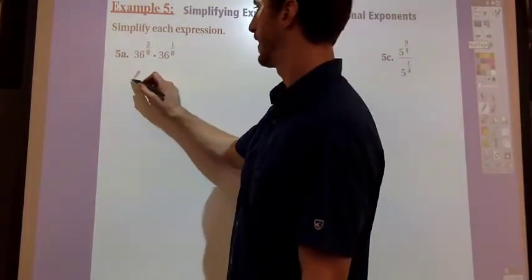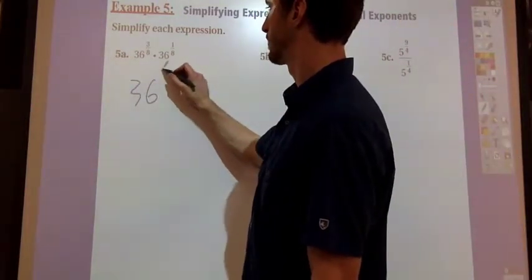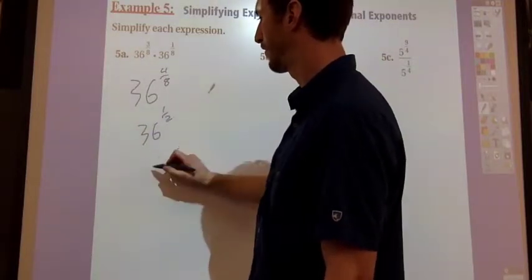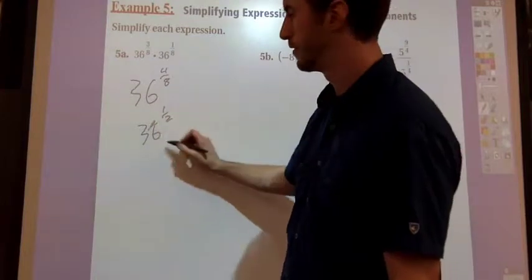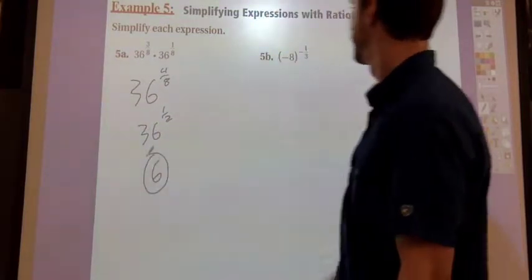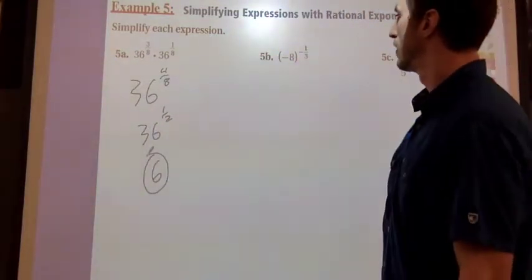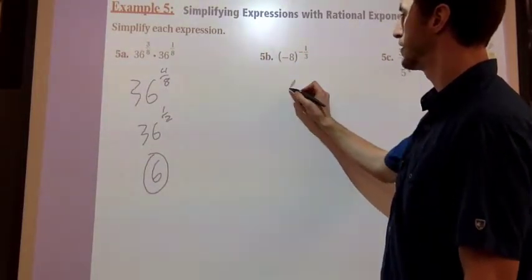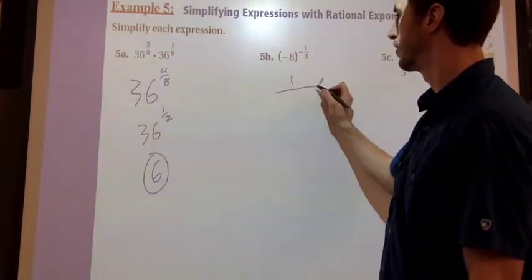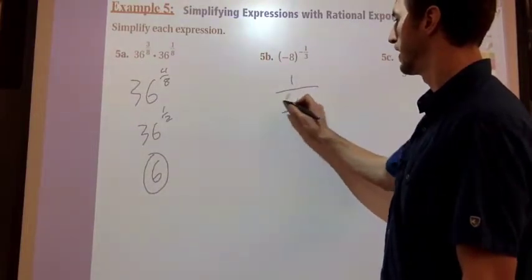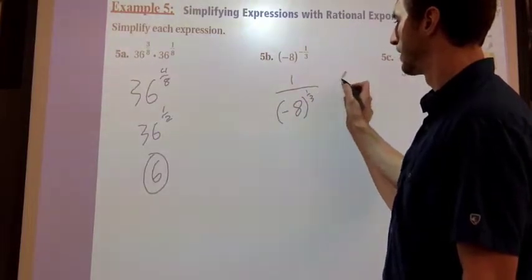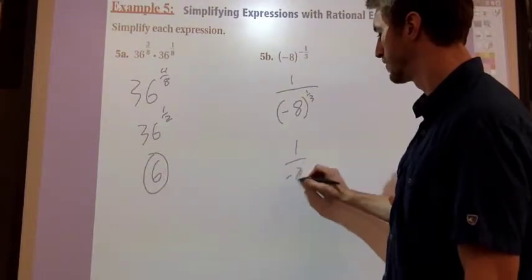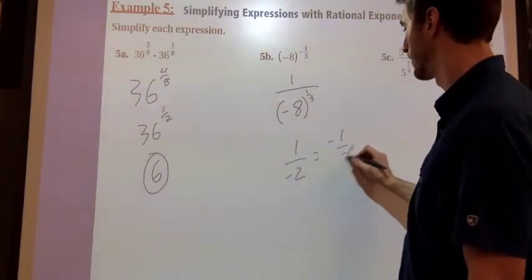Alright, so this one we can add our exponents, and we get 36 raised to the 4/8, which is the same as 36 to the 1/2. So the square root of 36 is 6. This one, we've got negative 8 to the negative 1/3, so that's the same as 1 over negative 8 to the 1/3. And negative 8 to the 1/3 is negative 2. So this is 1 over negative 2, or you can write it as negative 1/2.